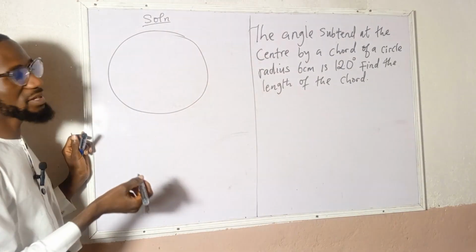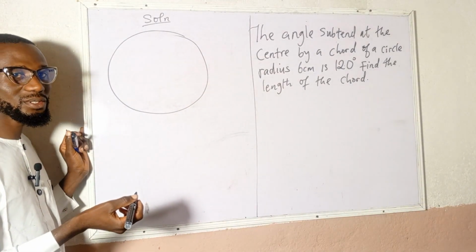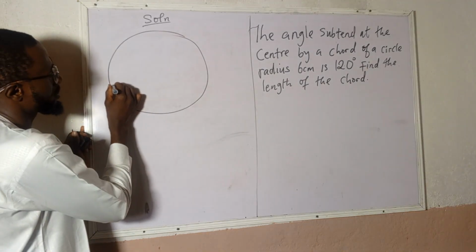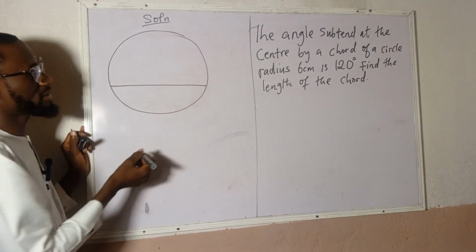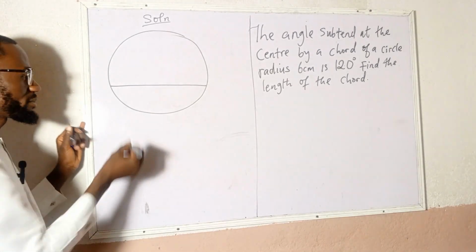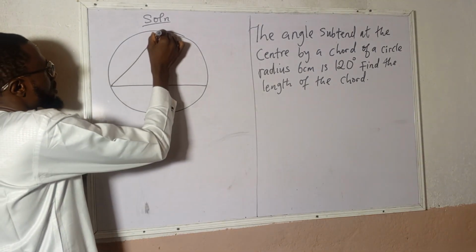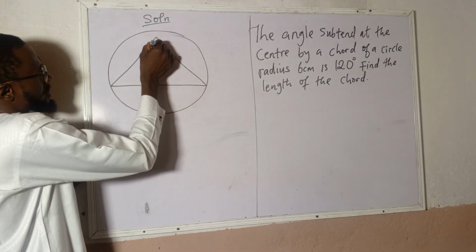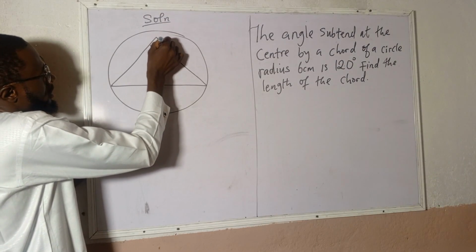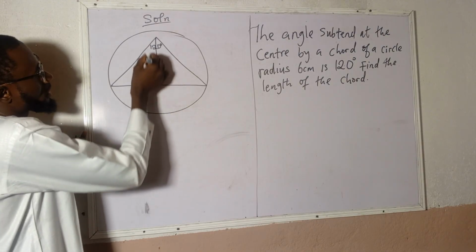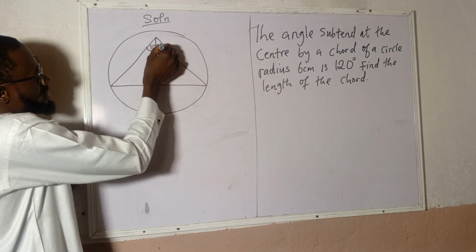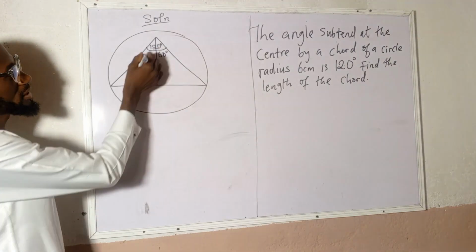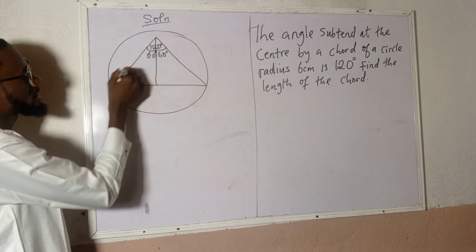The chord is any line that crosses the circle which is not a diameter. This line is a chord, it's not a diameter. Then it subtends an angle of 120 degrees. If you divide the angle, here is 60 degrees, and also here is 60 degrees.